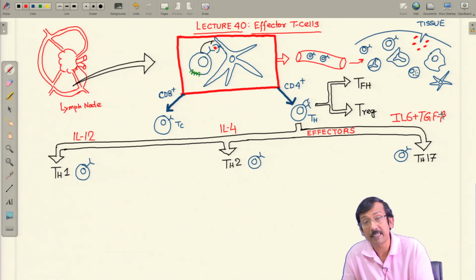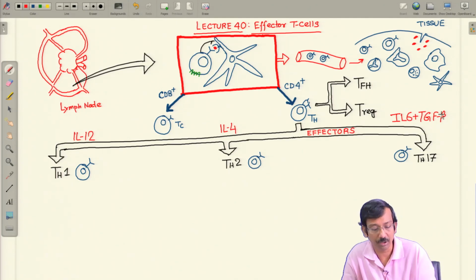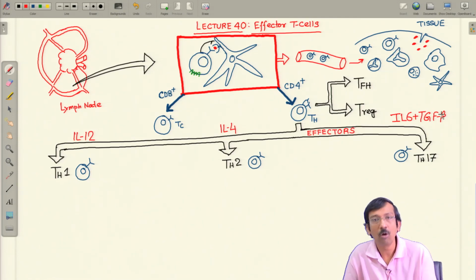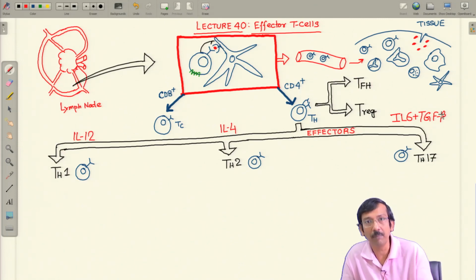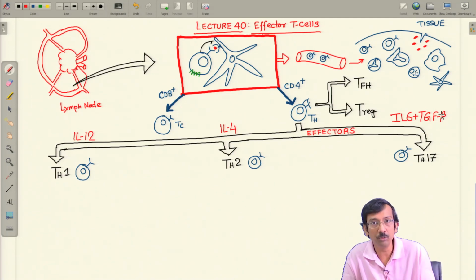So, these are the three major effector cell types that are produced in the presence of the different cytokines. We will discuss cytokines very soon in our upcoming lectures, the different types of cytokines, their mechanisms, how they work, what they do. For the time being, let us just learn the names of the cytokines and their actions and how they help in the effector mechanisms induced by these helper cells.